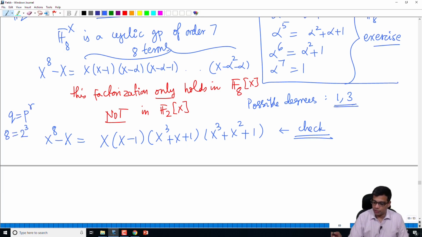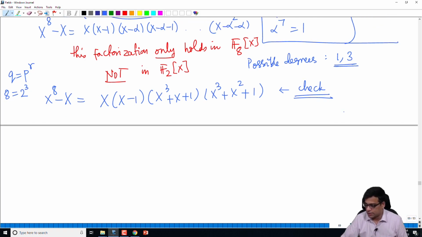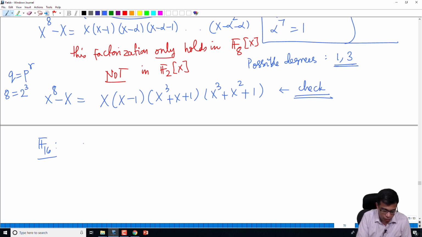So r must divide 3, so that means only 1 and 3 are possible. So I'll just do a couple more examples illustrating this. Let's look at F16. This is a degree 4 polynomial that we have to take, and this has order 4.